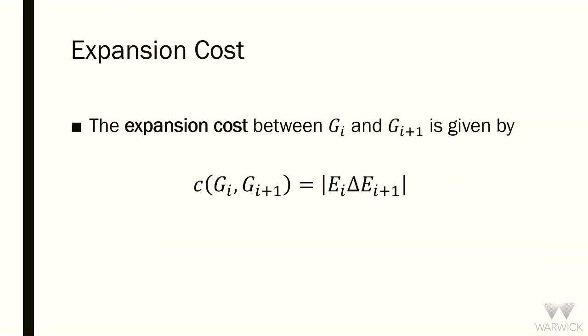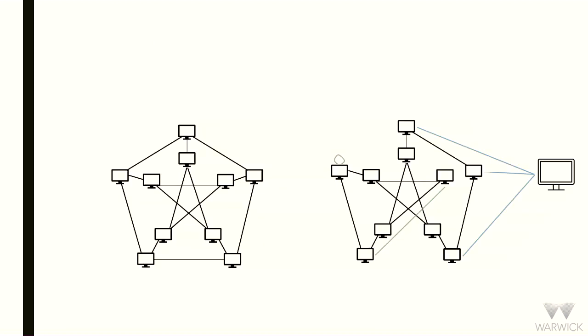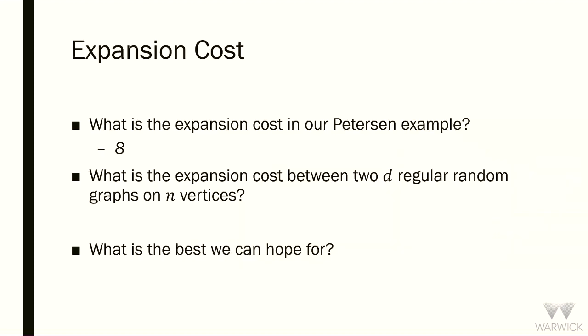And I need to define the similarity between the graphs. This is simply the size of the symmetric difference between the edges of the graphs. And I want you to participate. So here are some questions. We call the difference the expansion cost. What is the expansion cost between these two graphs? Who thinks it's 5? Who thinks it's 8? Okay, so the answer is 8 because you have 5 new edges and you removed 3 edges. So the answer is 8.